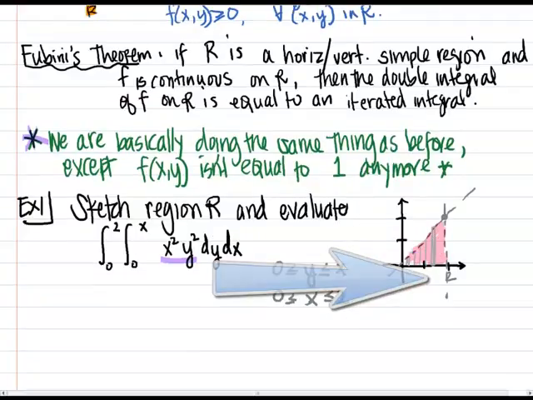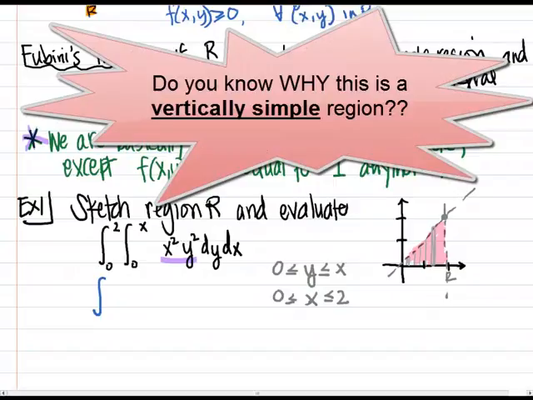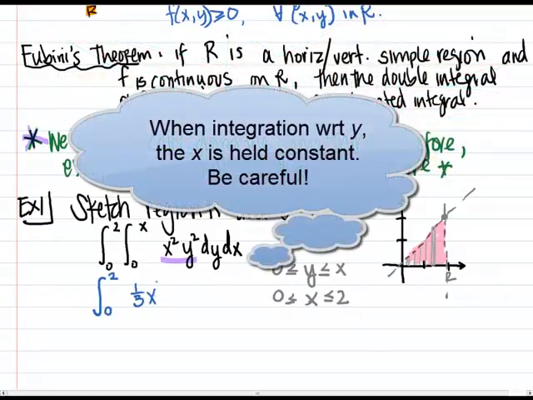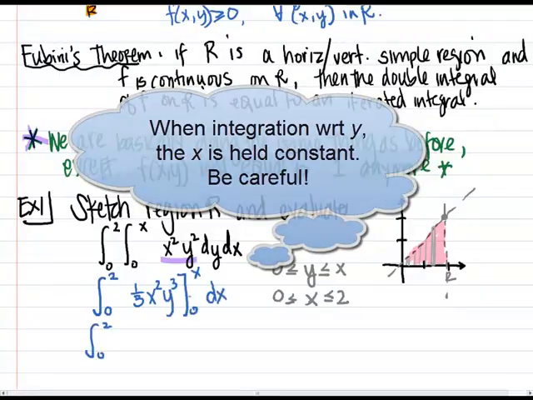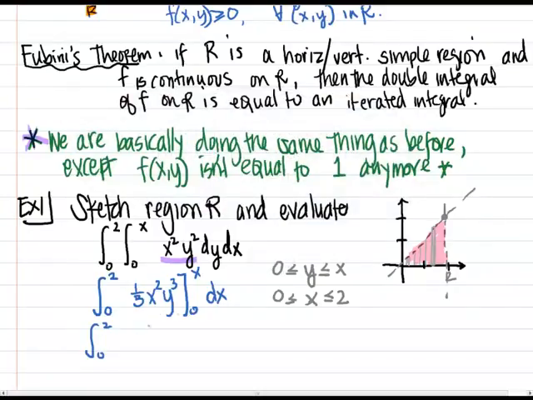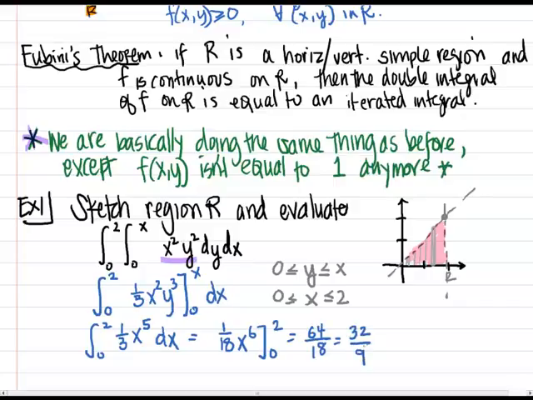So let's integrate this, and we're going to have the integral from 0 to 2 of 1/3 x squared y cubed from 0 to x. And now x is going to get plugged in for y, so we're going to have 1/3 x to the 5th dx. Integrating now with respect to x, we have 1/18 x to the 6th from 0 to 2, which is going to be 64/18, or 32/9.